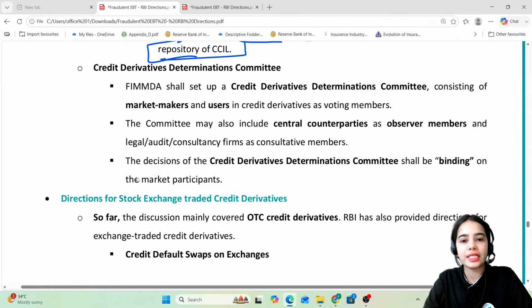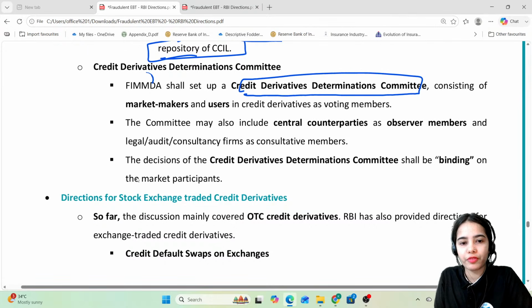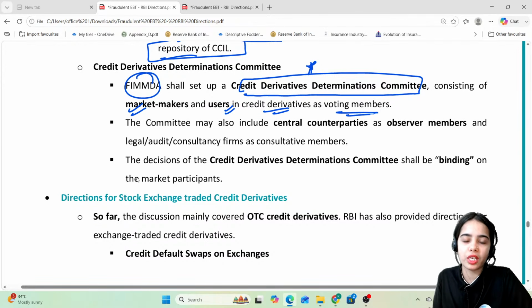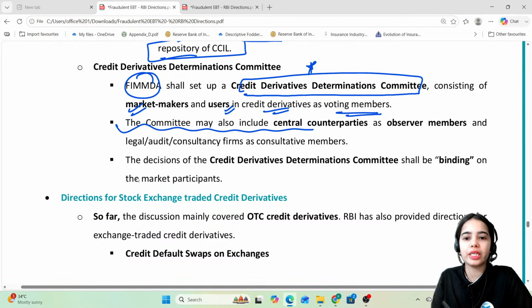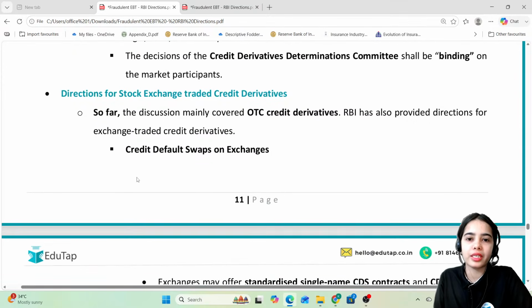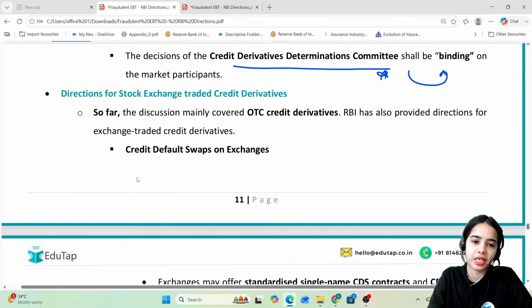Now FIMDA shall set up a credit derivatives determinants committee. So it is the FIMDA that will set up the credit derivative determinants committee, consisting of market makers and users in credit derivatives as voting members to decide the rules and regulations. The committee may also include central counterparties as observer members. The decisions of the credit derivatives determination committee shall be binding on the market participants.